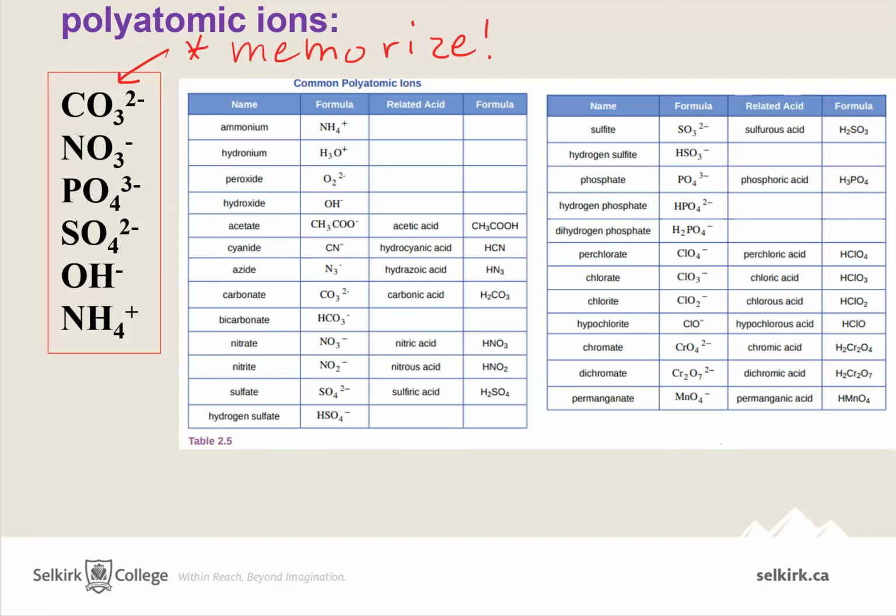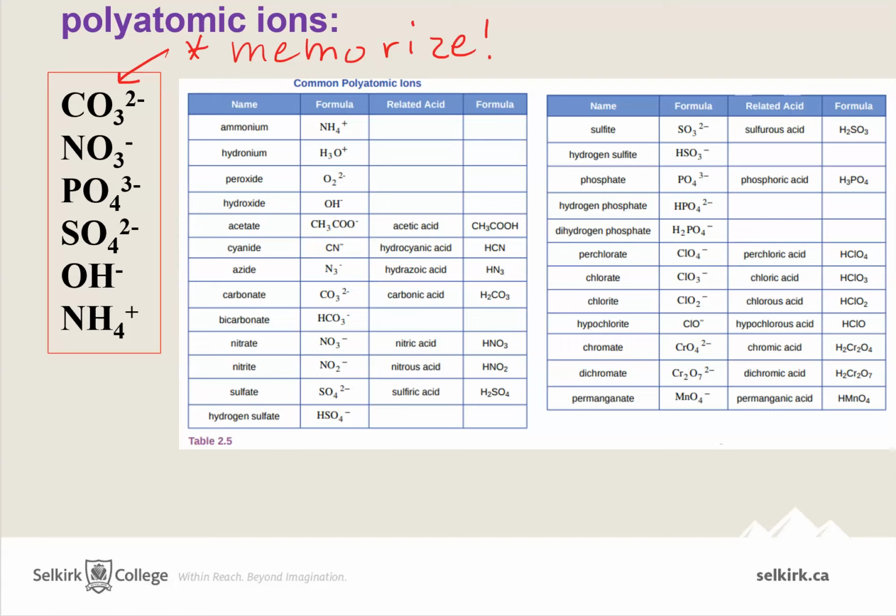There is a table beside it from your textbook, and I don't mind if you use that table. You might have to on an assignment when I know you have time and other resources. But the ones that I think you know off the top of your head for quick recall at any time are carbonate, nitrate, phosphate, sulfate, hydroxide, and ammonium.